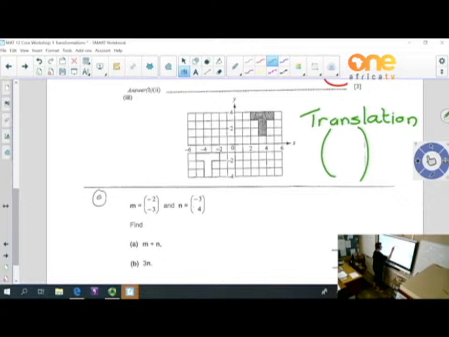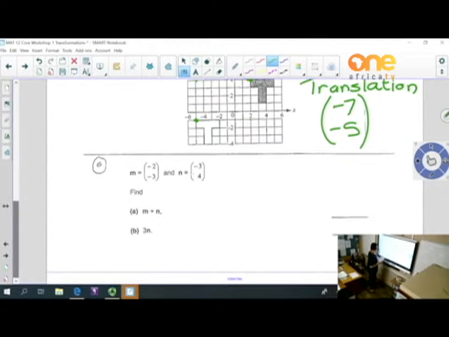So now I have to move this one, that point must go to this point because it must be corresponding points. So I move 1, 2, 3, 4, 5, 6, 7 points to the left. So it will be -7. And then I went 1, 2, 3, 4, 5 points down. So it's -7, -5. That is my column vector.